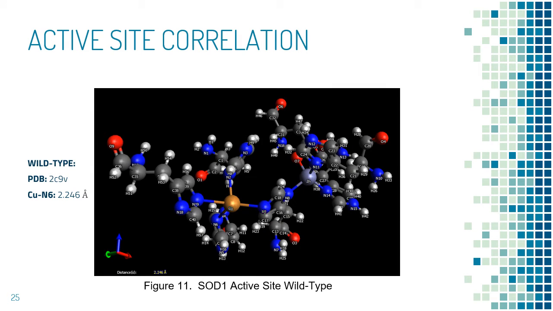So here's the active site correlation. What I did was I loaded these up inside Avogadro, and I was able to measure the distances between the coppers and the nitrogen on that near histidine that I said was in between the zinc and the copper. And on the wild type, we end up with a 2.246 angstrom distance. So we'll use that as a baseline.